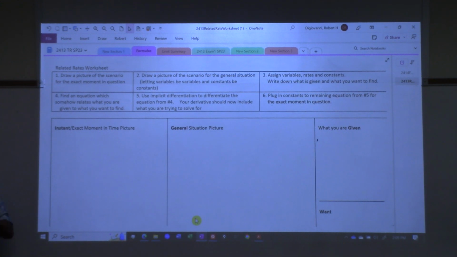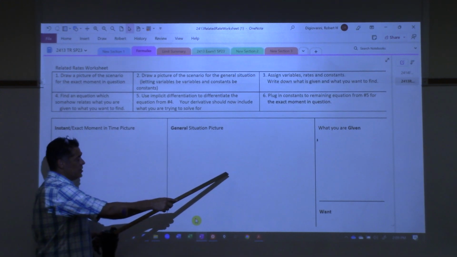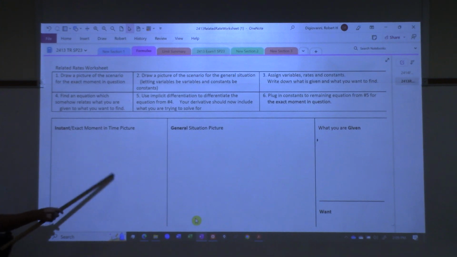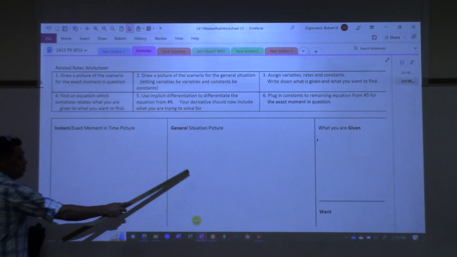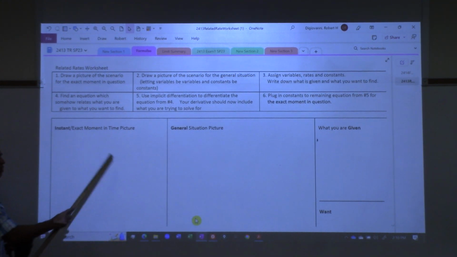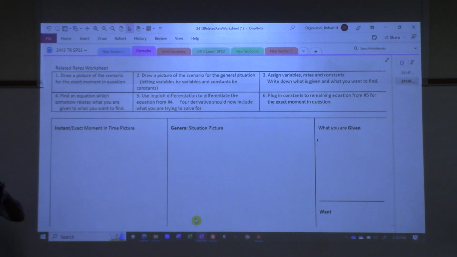Like the circle, right? If the circle is growing, we want to know how fast the area is growing with respect to something. So we're going to have a general picture, and then a picture of what we call the instant or exact moment in time. This will become more clear when I do a problem, but there will be two pictures. One where things are in motion, and one where you've taken a picture and everything's frozen in time.